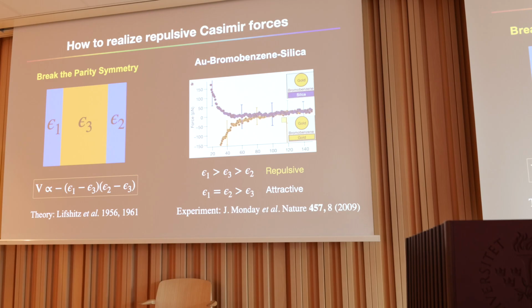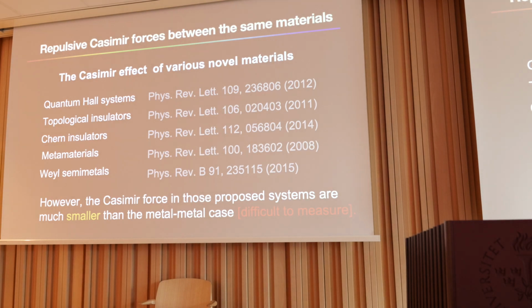Okay, so this configuration of gold, liquid, gold is just the normal configuration. It's attractive. But for gold, liquid, and silica, the dielectric constant decreases monotonically, and then it is repulsive. In recent years, quantum Hall systems and new materials, topological insulators, Chern insulators, Weyl semimetals, a lot of different materials have been proposed to realize repulsive Casimir force. But all these forces are really small, a few, three orders smaller than the normal Casimir force, because most of the systems are insulators. Insulators have very little influence on the boundary conditions. So this is many orders smaller than the Casimir force between metals.